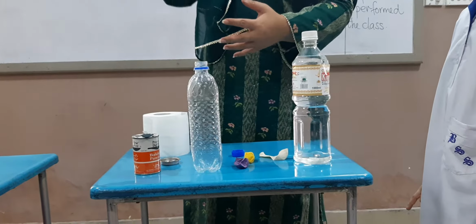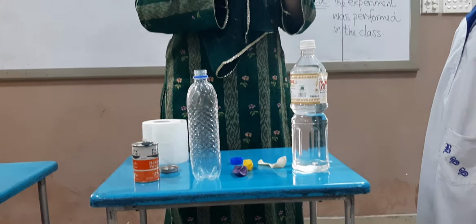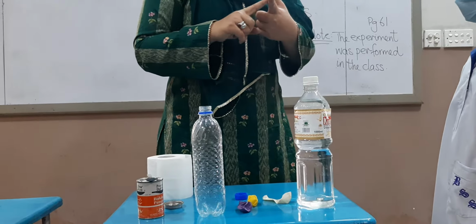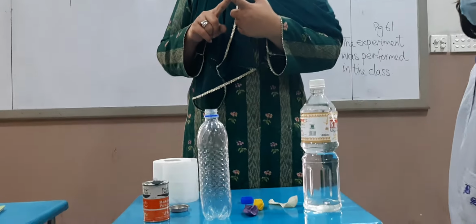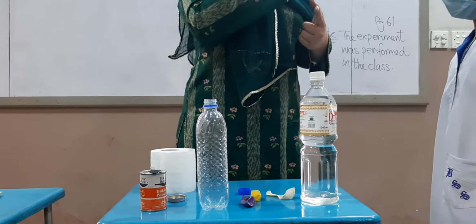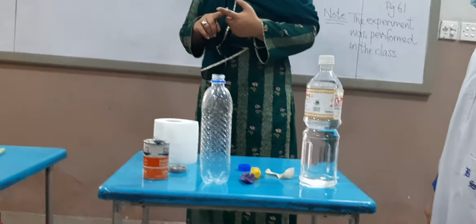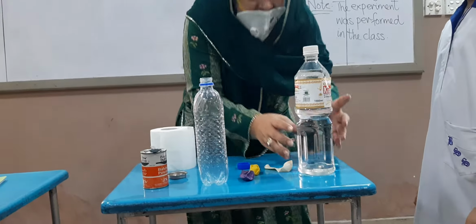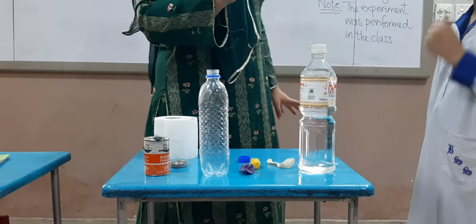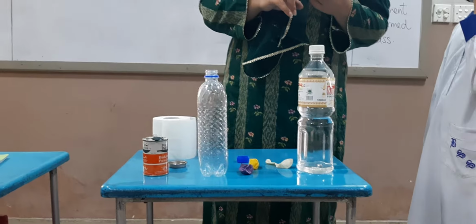Everywhere. So when we can't see the gas, we say gas is invisible. What do we say? Invisible. Gases are invisible. Can we smell the gases? No. So we should say gases are odorless. Can we find any color in the gases? No. So that means gases are colorless.